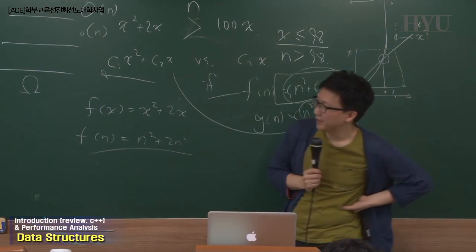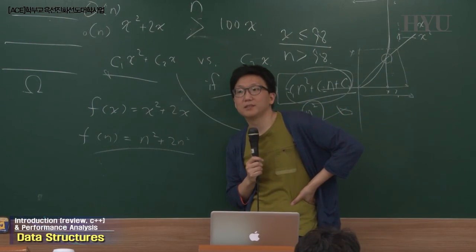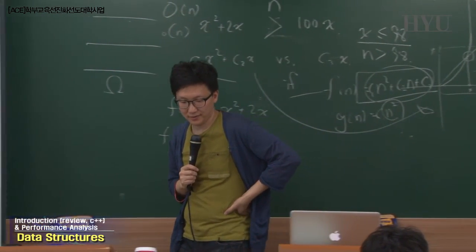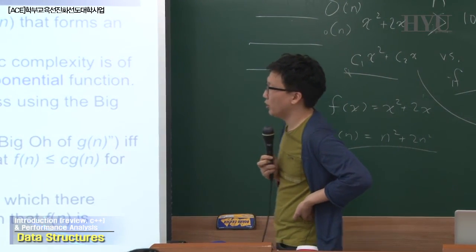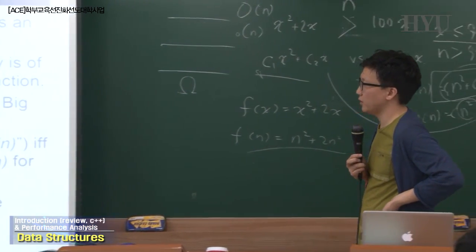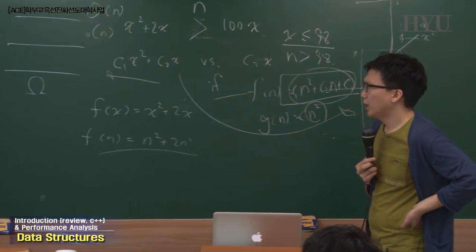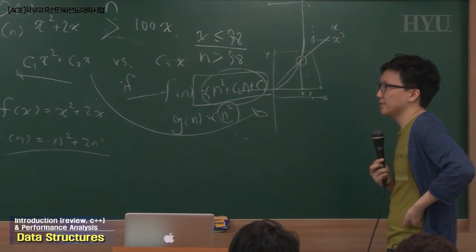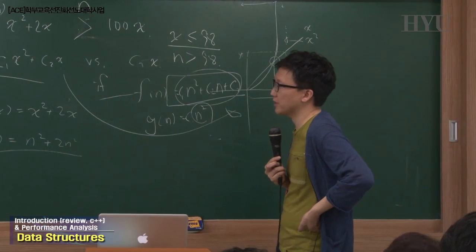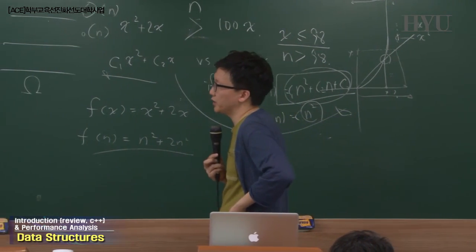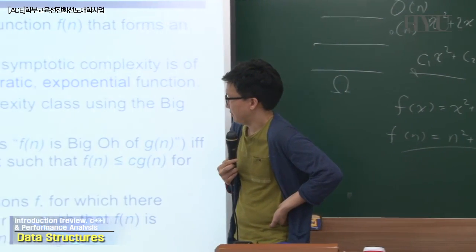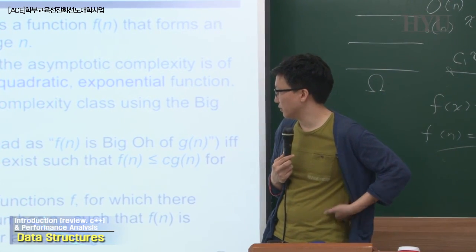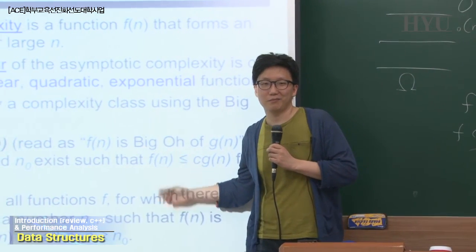Definition. Memorize, memorize, memorize. That is, big O of g comprises all functions f for which there exists a constant C and a number n0 such that f(n) is smaller than or equal to C g(n) for all n greater than or equal to n0. It doesn't take too much time. It's the same thing.